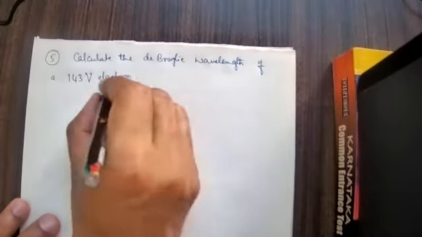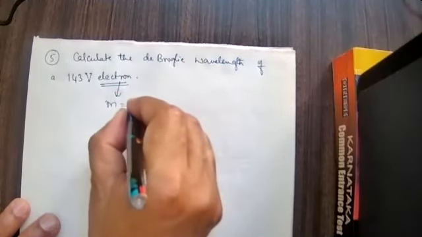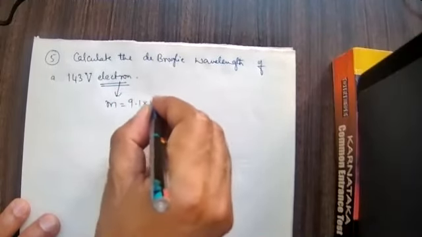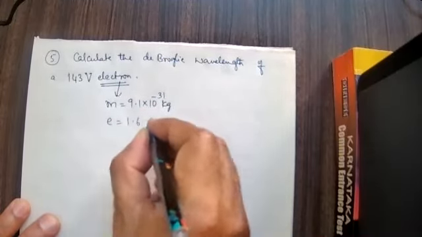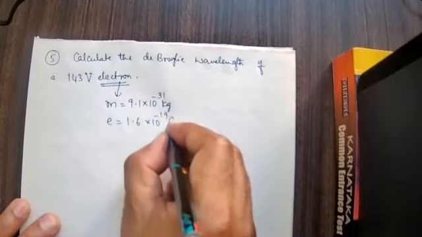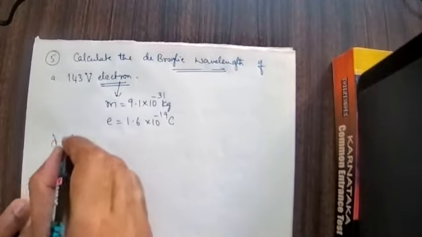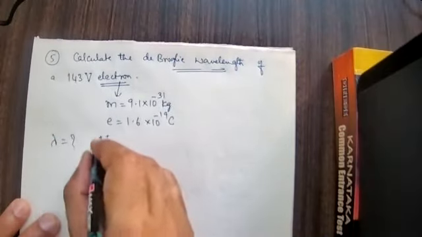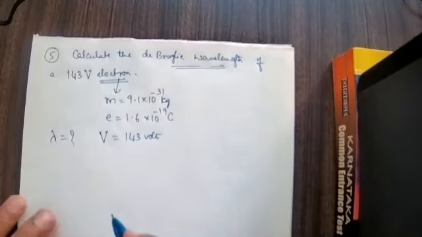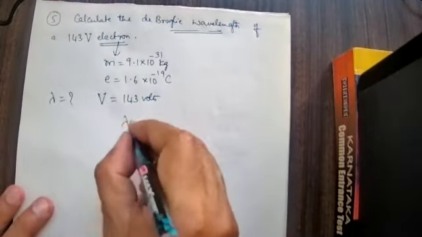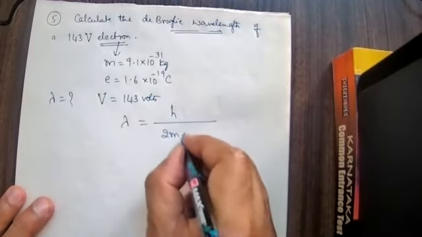143 volts electron. Calculate the de Broglie wavelength of this. So voltage is given for an electron. Electron is given, therefore the mass of the electron is 9.1 × 10 to the power minus 31 kg. Whenever it is required, we can use it. Charge 1.6 × 10 to the power minus 19 coulomb. Calculate the de Broglie wavelength. Lambda is equal to how much? Voltage is given as 143 volts. Formula: lambda is equal to h divided by square root of 2meV.